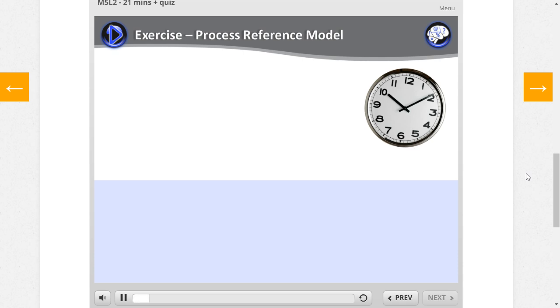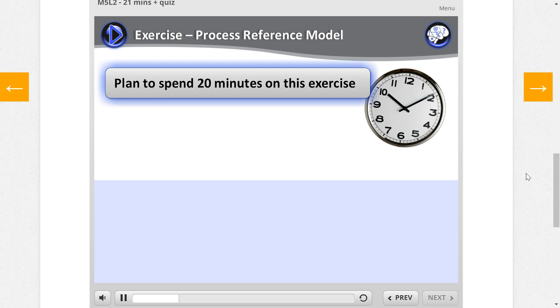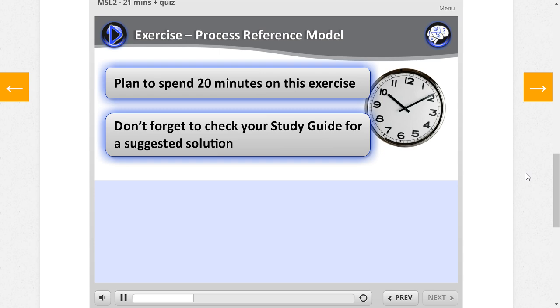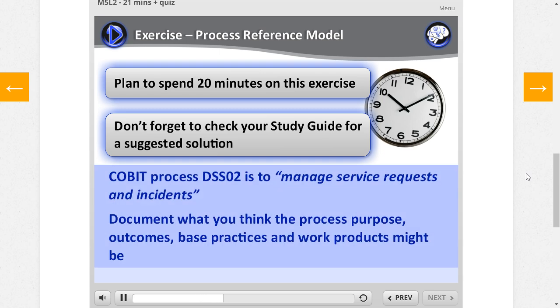Let's review these concepts with an exercise. Plan to spend 20 minutes on this exercise, and don't forget to check your study guide for a suggested solution. COBIT process DSS02 is to manage service requests and incidents. Document what you think the process purpose, outcomes, base practices, and work products might be. Don't forget, you can contact your tutor if you need to, or if you'd like your exercise output reviewed.